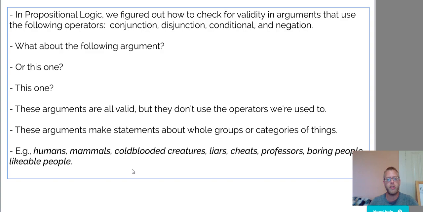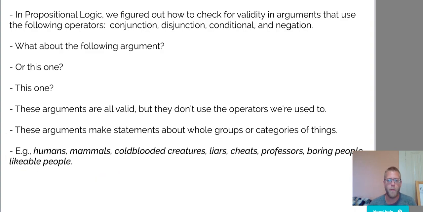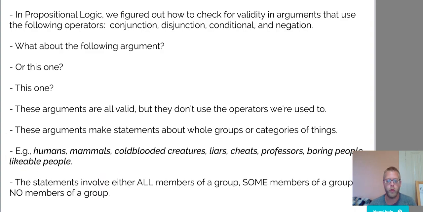You can imagine a group or a category as just imagine you put all the humans together and you put a big circle around them. That's the class or the set or the group or the category of all humans or all mammals or all cold-blooded creatures. Right? So these kinds of arguments make statements about categories or groups of things. The statements they're either about all members of the group, some members of the group, or no members of the group. Right?